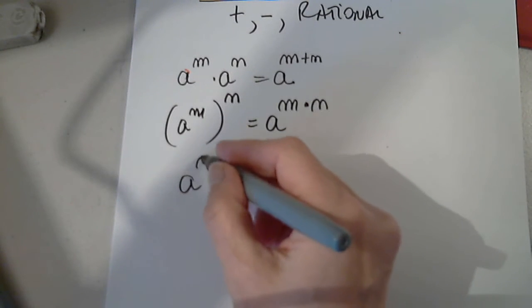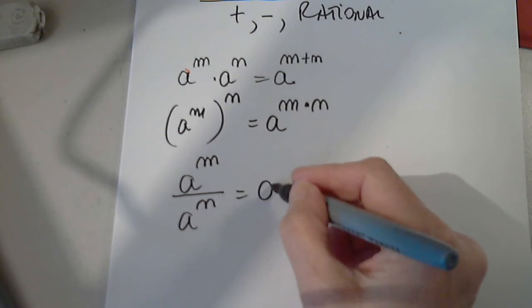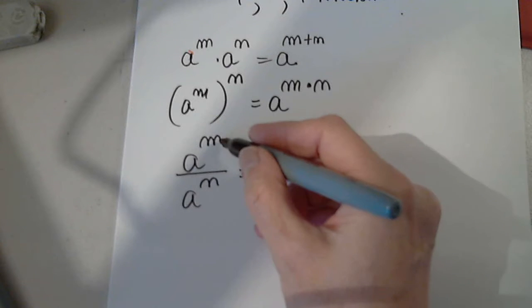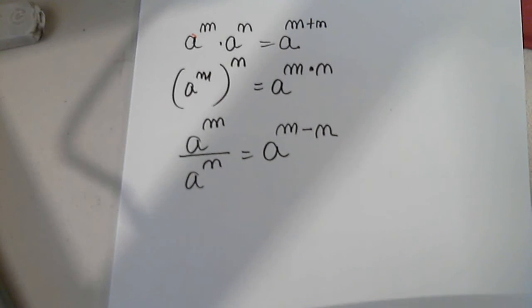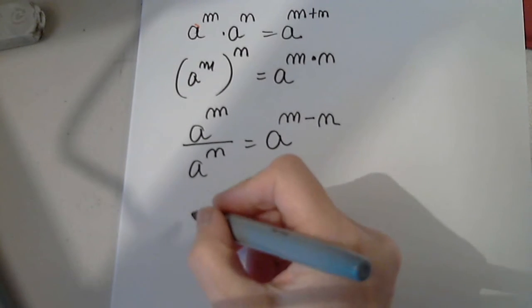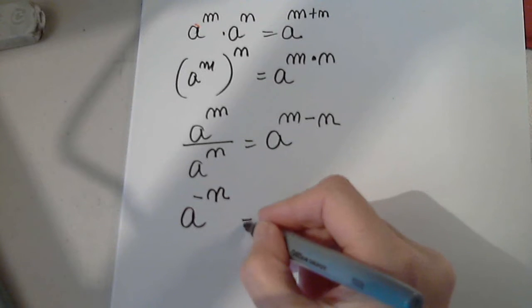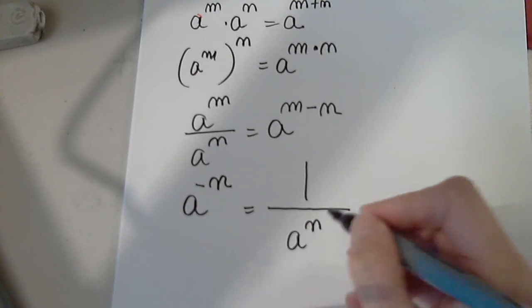When we divide a to the mth over a to the nth, I copy the base and subtract, always in this order. From the exponent of the numerator, I subtract the exponent of the denominator. If I have a base raised to a negative exponent, this is a fraction, which is 1 over a to the nth power.